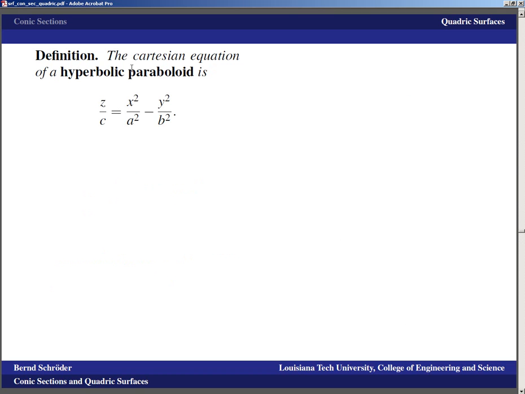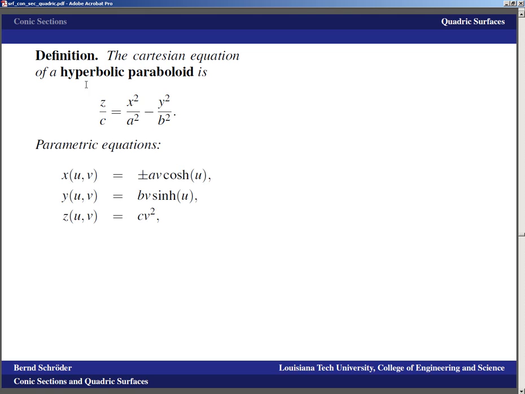Okay, then the Cartesian equation of a hyperbolic paraboloid is z over c being x squared over a squared minus y squared over b squared. Again, when we suppress one of the x or y variables, we get z depending on plus x squared or depending on minus x squared, so the vertical cross-sections are parabolas that open upwards or downwards. And if we hold z constant, the horizontal cross-sections are x squared over a squared minus y squared over b squared equals a number, and that's certainly a hyperbola.